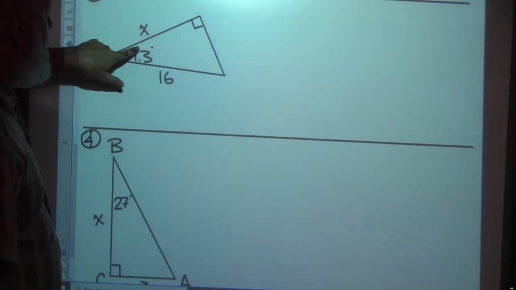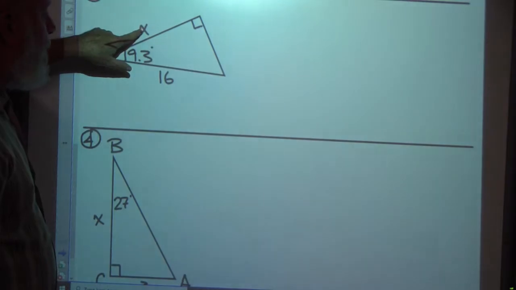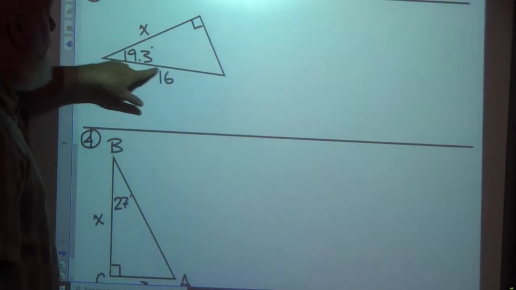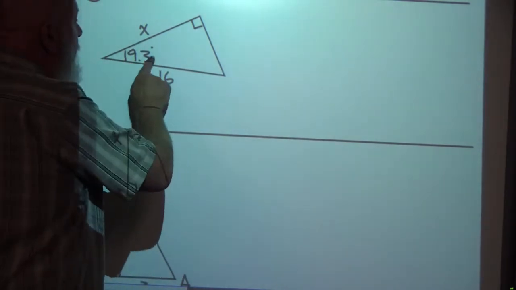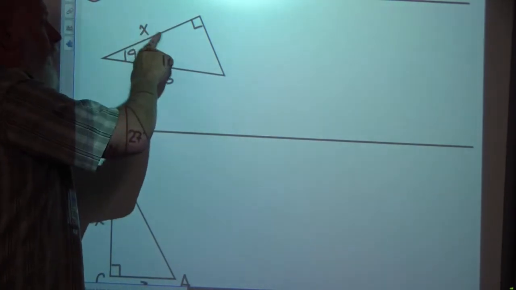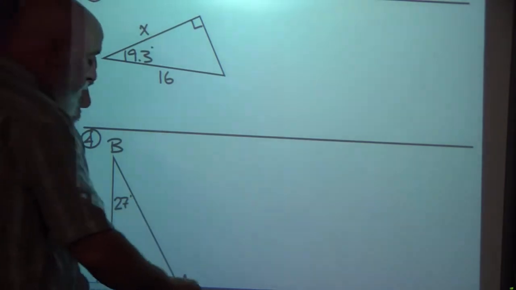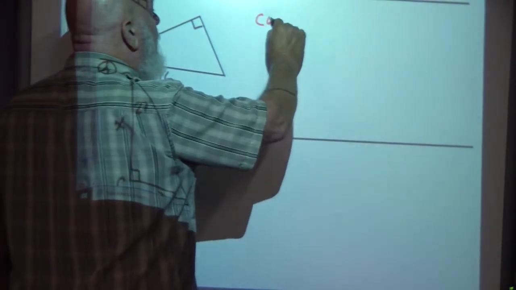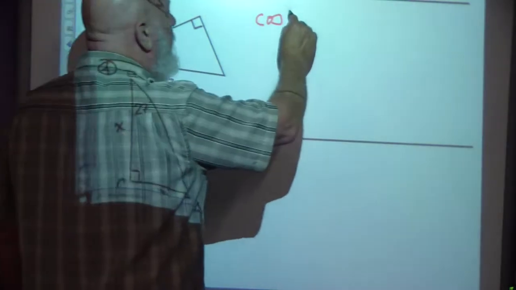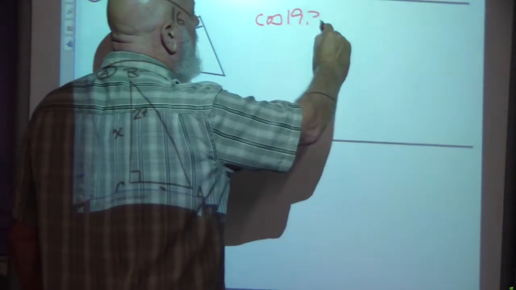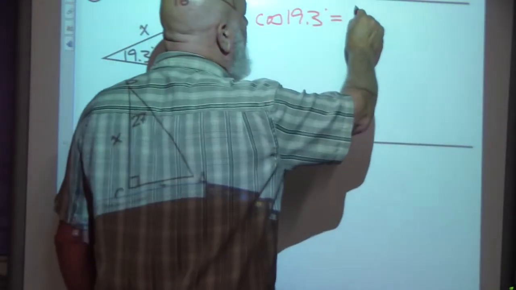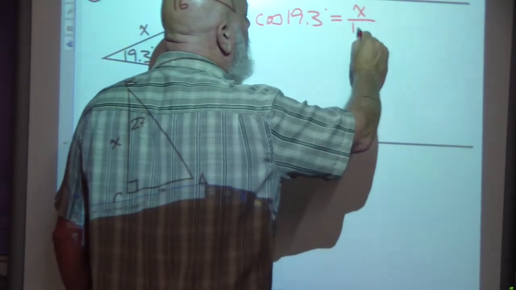Here's the angle that we know. Here's the side that we're looking for, and the side that we also know. So I'm going to, again, involve the adjacent side and the hypotenuse. So I'm going to use cosine again. It's just a coincidence. So I'm going to say that the cosine of 19.3 degrees is equal to x over 16, adjacent over hypotenuse.